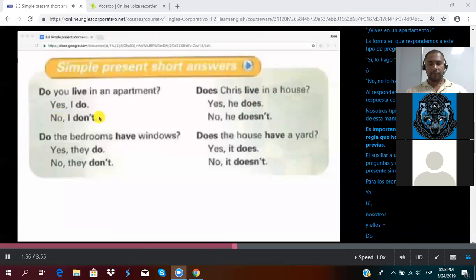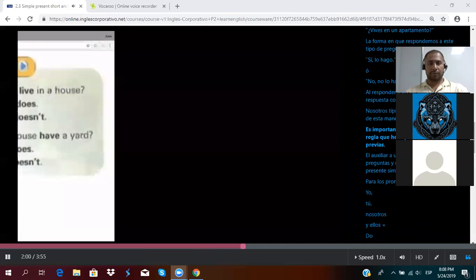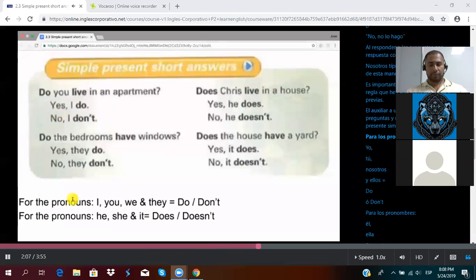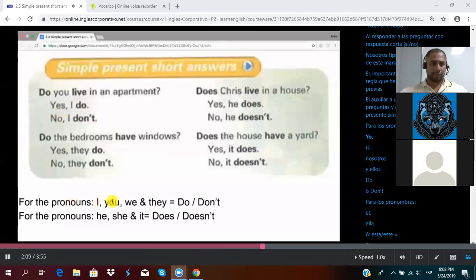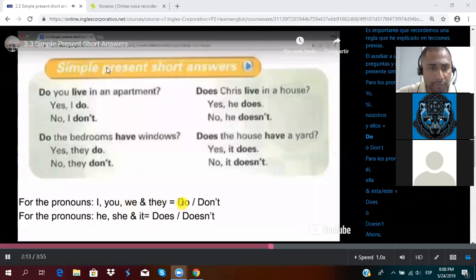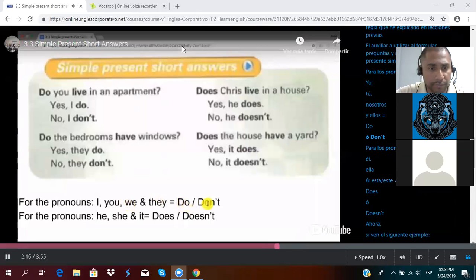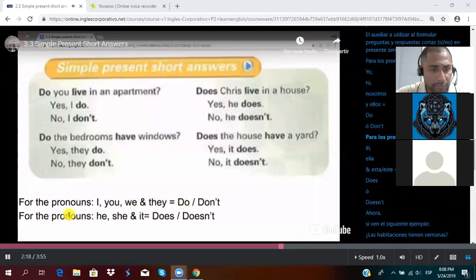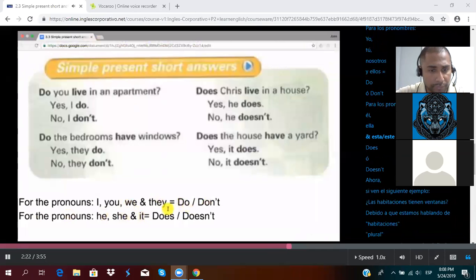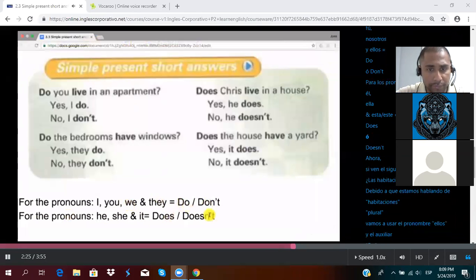It's important that we recall a rule that I explained a few lessons ago. The auxiliary to use when forming questions and short answers in the simple present is the following. For the pronouns I, you, we, and they, do or don't. For the pronouns he, she, and it, does or doesn't.